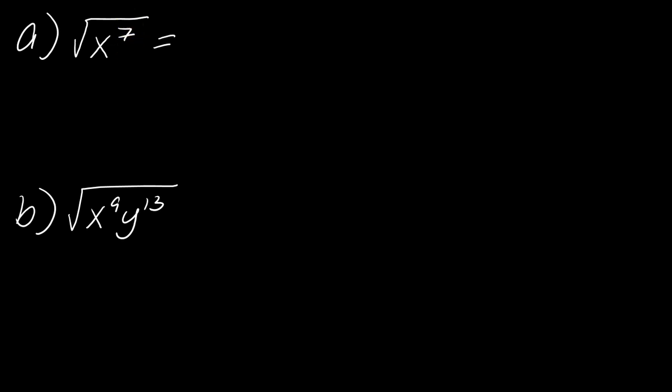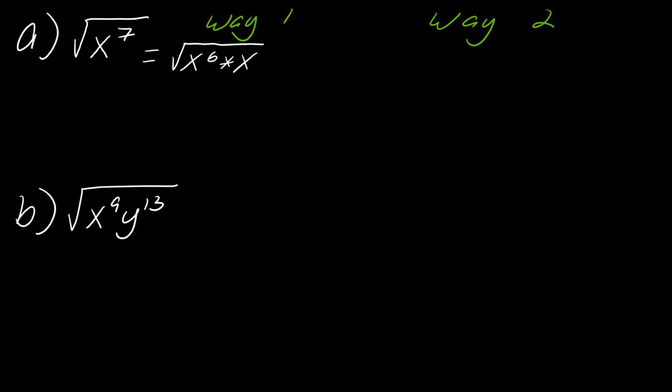So there's actually 2 ways to do this. I'll show you way 1 and way 2. Let's start with way 1, and then we'll talk about way 2. Starting with way 1, the largest number just below 7 that can be evenly divided by 2 is 6. So I can think of this as x to the 6 times x, just using exponent properties to break up x to the 7th.